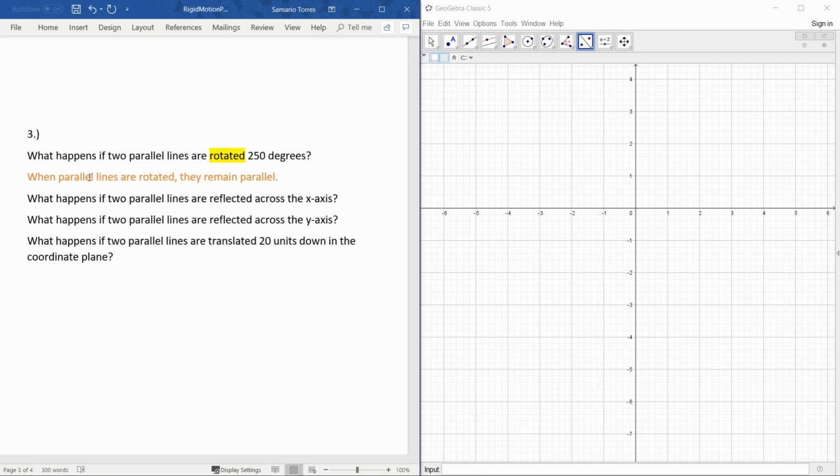Okay, it doesn't matter, right, guys? It doesn't matter how much you rotate. It doesn't matter if this was 1 degree or 2 degrees or 550 degrees. When parallel lines are rotated, they remain parallel. Okay, what's this one say?